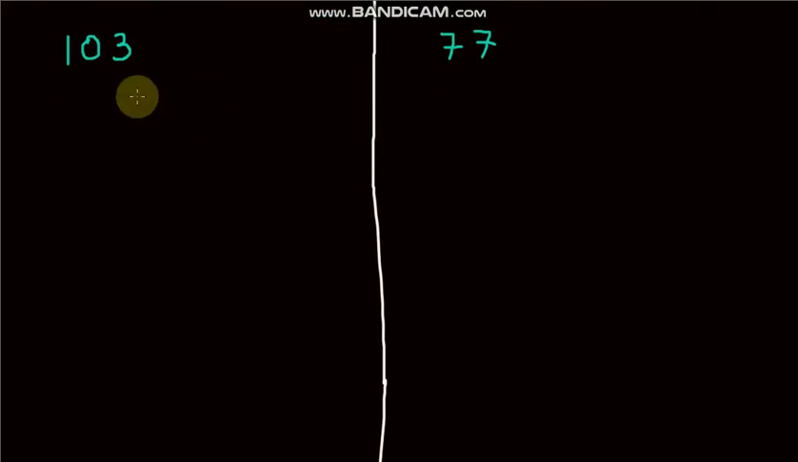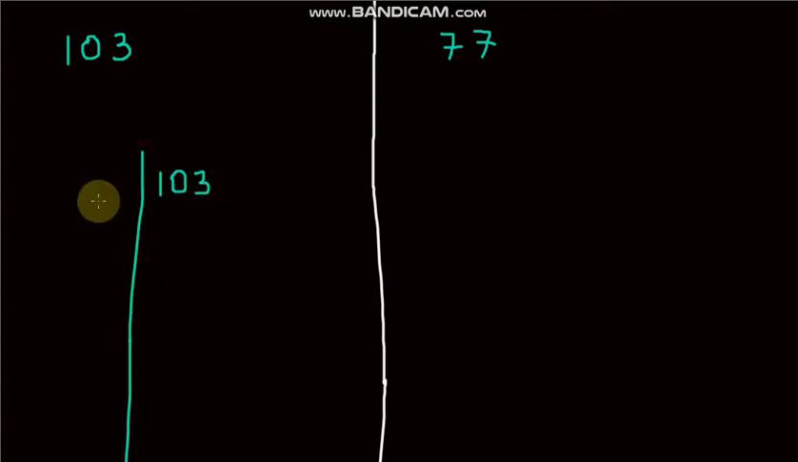Okay, this is a big example: 103. Don't worry, we just follow the same steps, the same format. Again we write down the number 103 and on the left hand side draw a straight line. Oops, it's not that straight, but it's fine. Now we divide this number 103 by 8. So what do we get? We get a quotient of 12, and our remainder is 7.